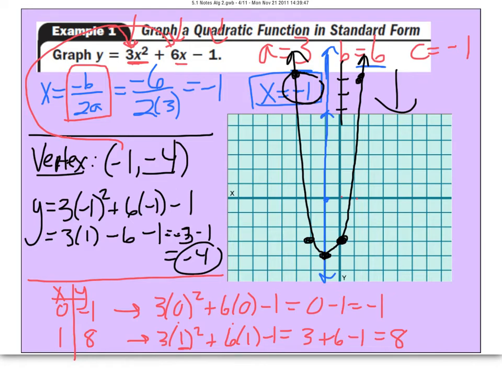If I labeled this, by the way, I would say this is my vertex, which happened at the ordered pair again, (-1, -4). This blue line is the axis of symmetry. Just going to abbreviate, which was the equation x equals negative 1.